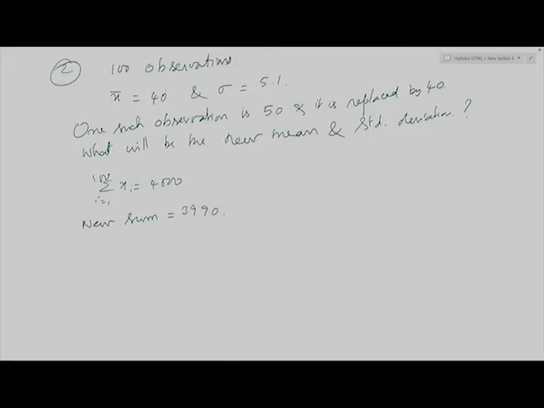Okay, and hence the new mean is 3990 divided by 100, which will be equal to 39.9. Similarly, I can calculate the variance. The old variance, 5.1 squared, is equal to 1 by 100 sigma xi square minus this 4000 square divided by 100.